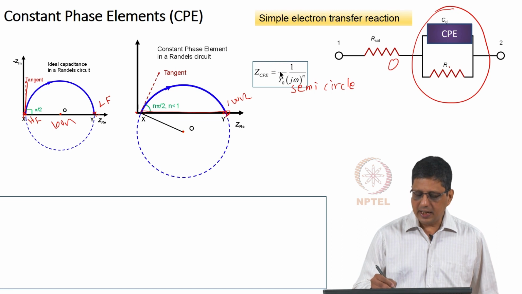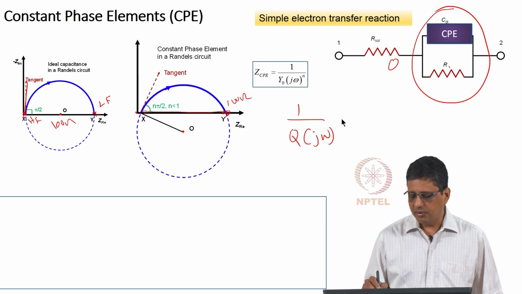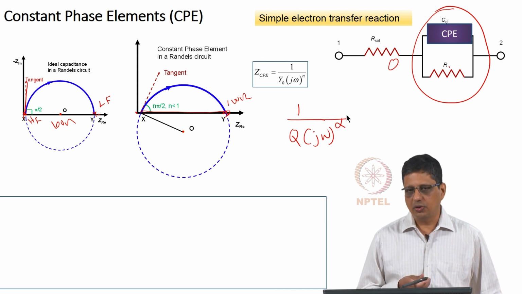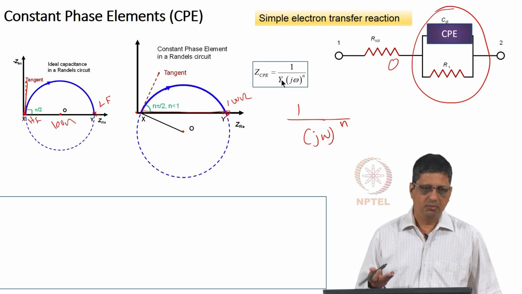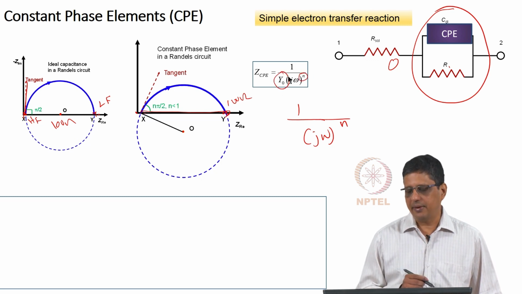For this, if you calculate the impedance, you have to use two parameters. There are different ways of using this. Sometimes people write it as Q (j omega) power alpha. Because we use alpha for charge transfer coefficient, we are not using it here, we will call it n. Sometimes people use Y0, sometimes people use Y for admittance. So, we will have to have a compromise. Right now, I am just going to say Y0 for the coefficient here and n for the exponent there.